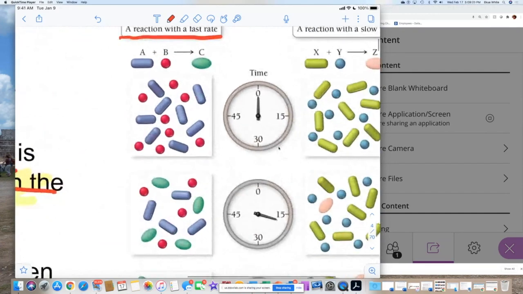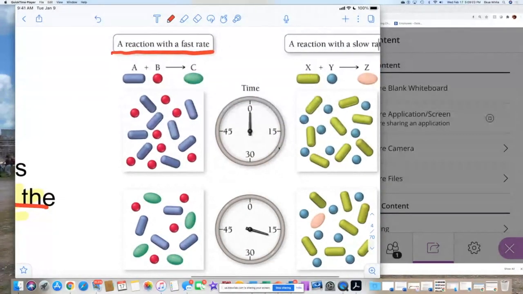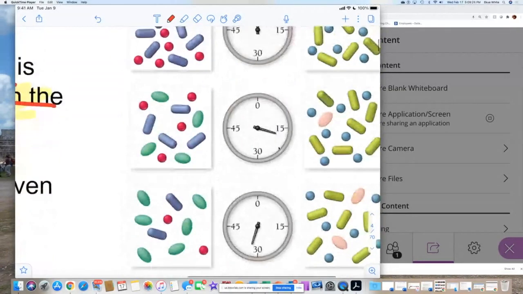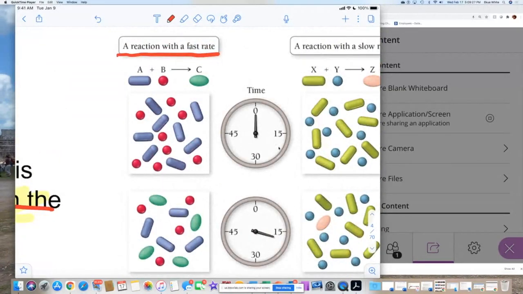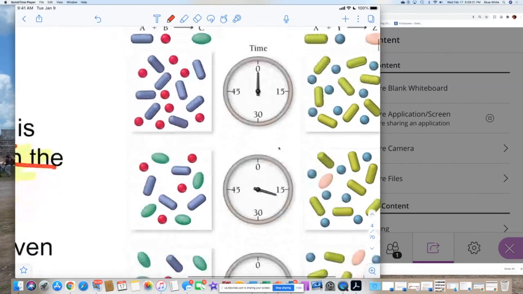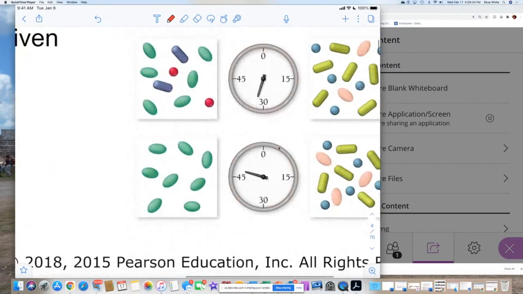Okay, so it's told here, this one on the left, the picture on the left, which pretty much goes from top to bottom, is a reaction with a fast rate. So the judgment has already been made. Somehow somebody looked at this and decided this is a fast rate. All we're going to do is confirm what they have seen.